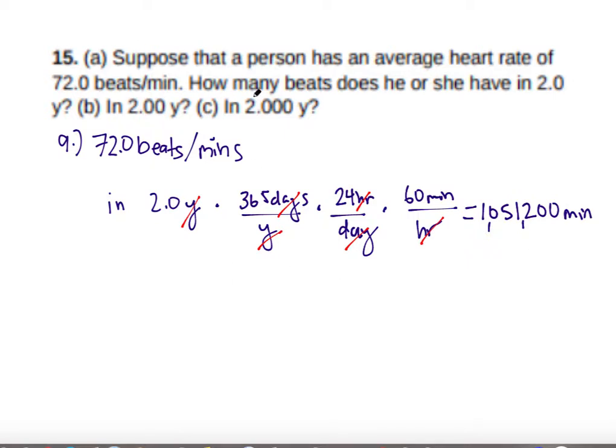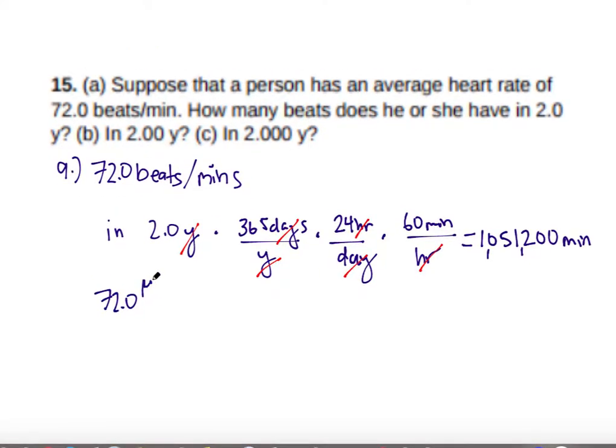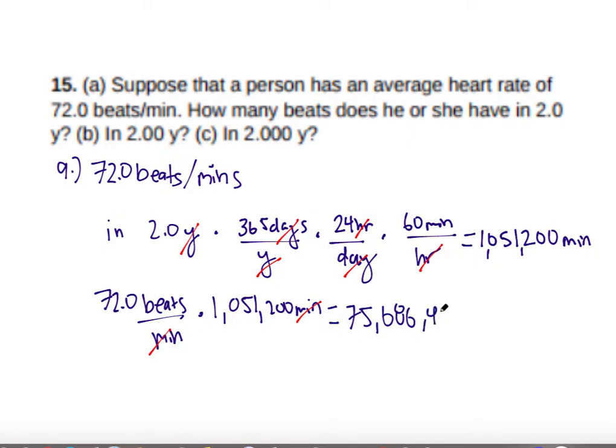So the next bit is, how many beats do I have in that year? So I'm going to take my 72.0 beats per minute and multiply by this huge number, 1,051,200 minutes. And again, you can actually see that my minutes part would cancel out. And so plugging this into my calculator, I get a huge number, 75 million. So 75,686,400. And that's beats. But thanks to significant figures, I really should not report this number.